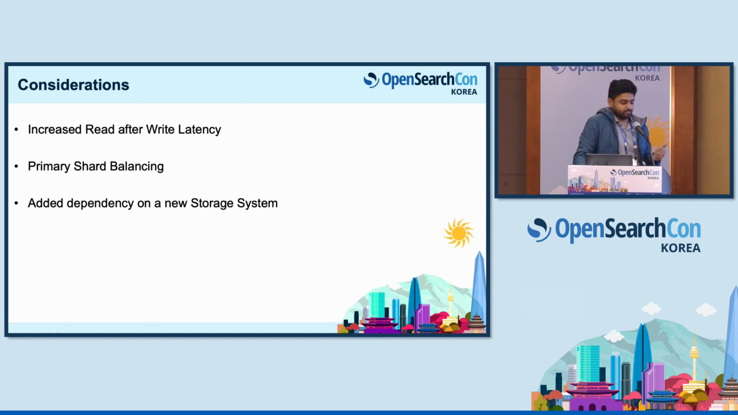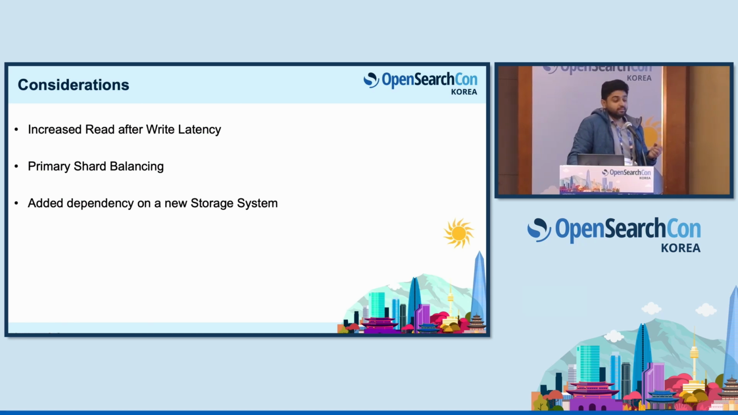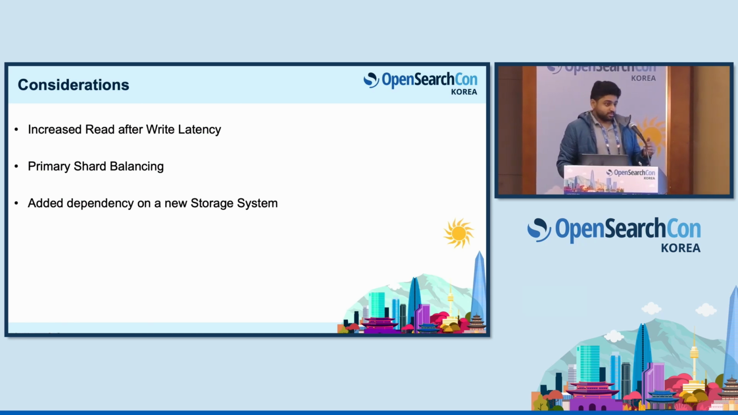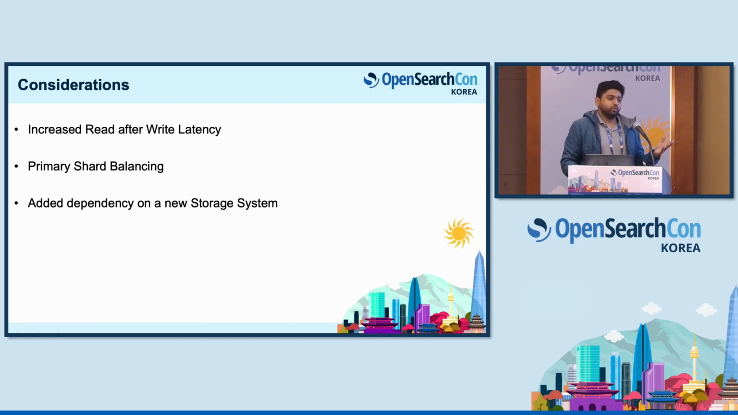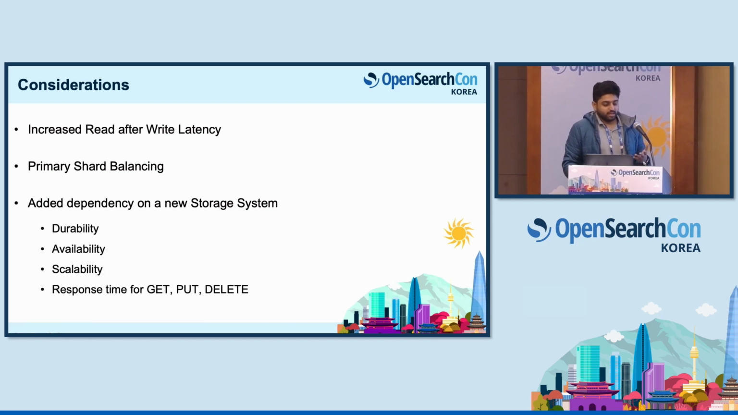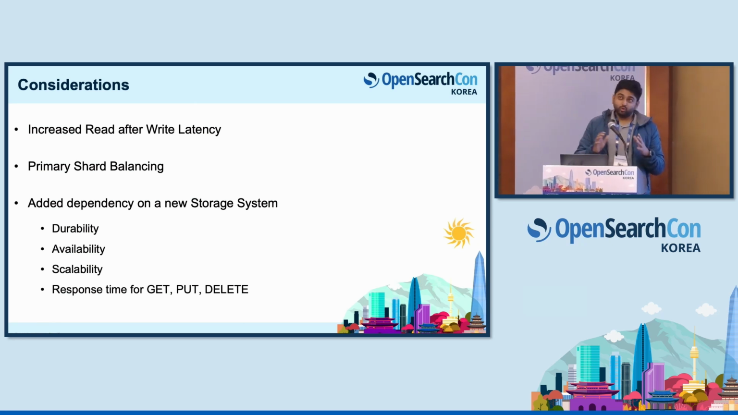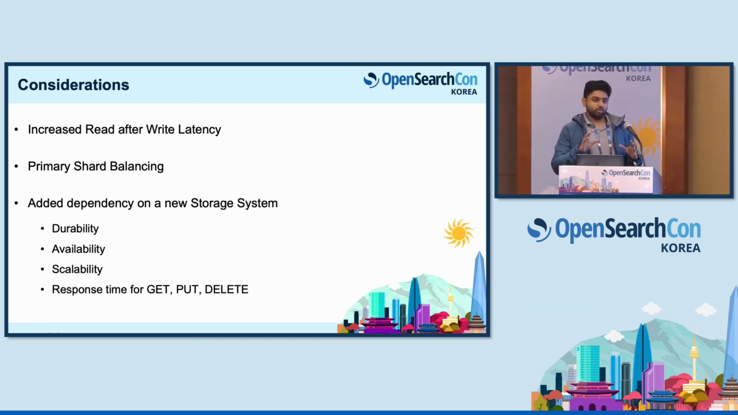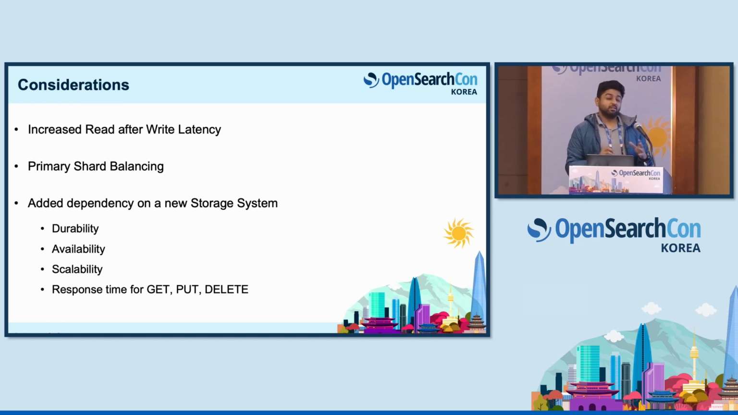Then you have the added dependency on a new storage system, like it could be Amazon S3, Google Cloud Storage, any blob store out there, right? So you need to be aware of their SLAs around durability. I think most of the very famous blob stores out there offer 11 nines of durability. I don't think you should settle for anything less, but please, when you choose a blob store, do take a look at their durability guarantees.